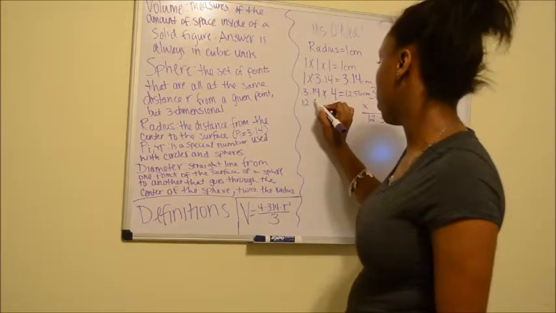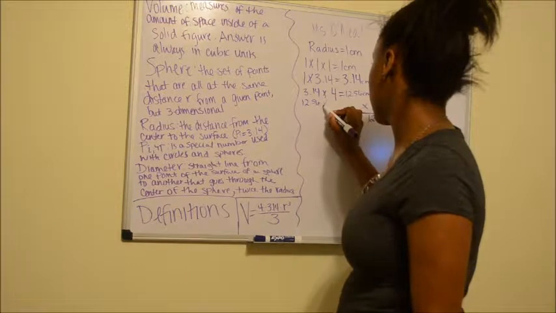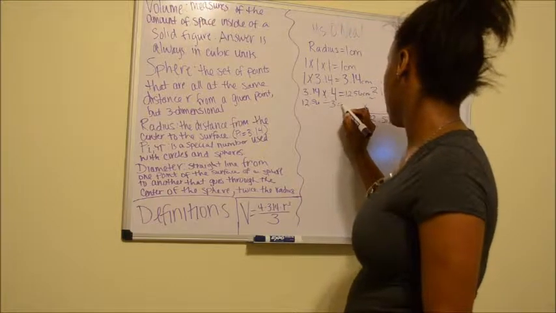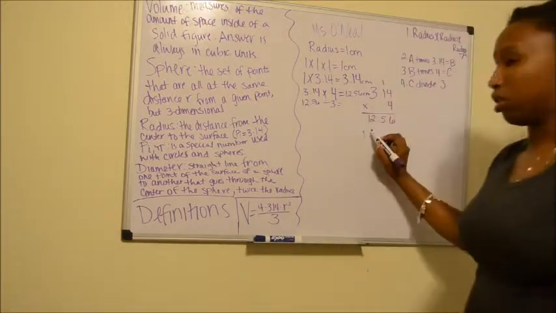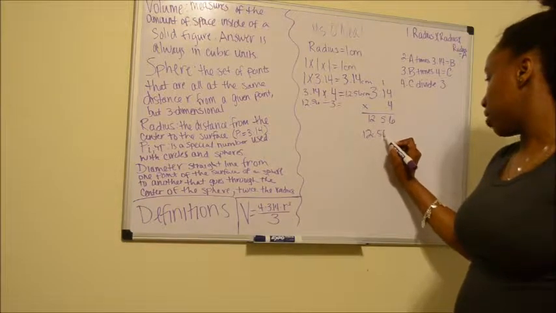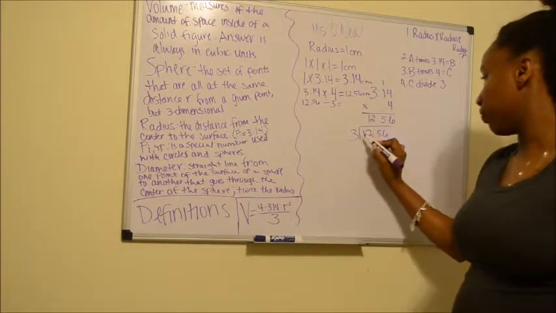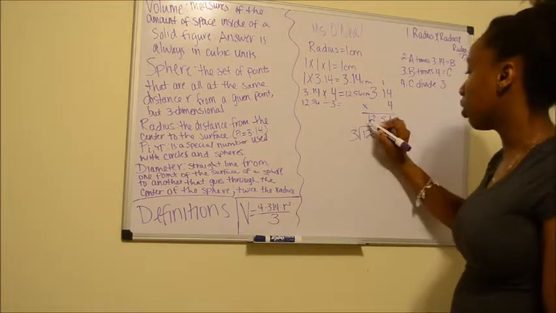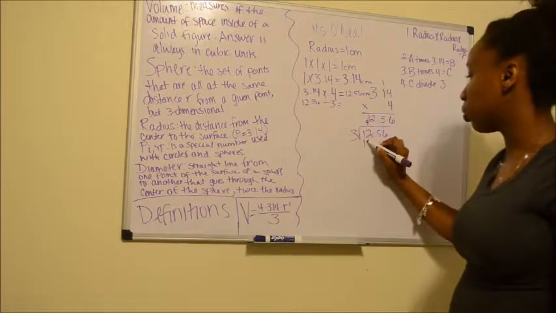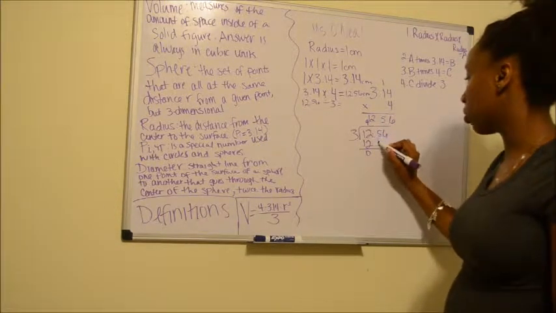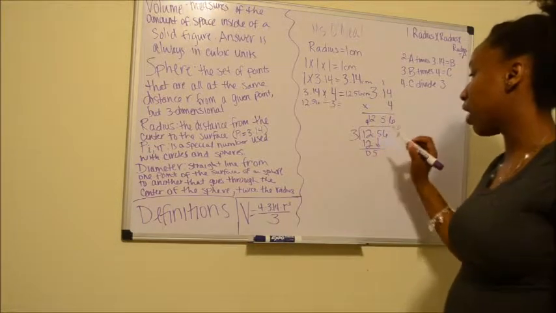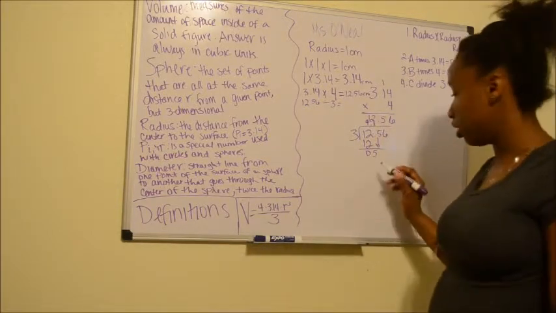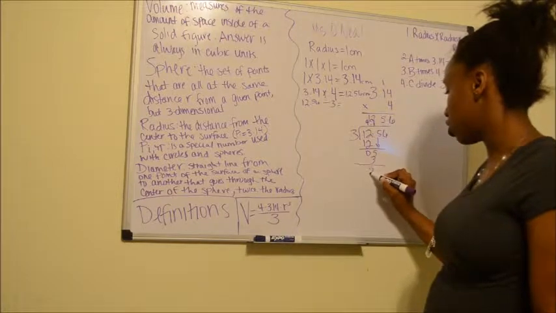Then you'll do 12.56 divided by 3. 3 can't go into 1, so we'll go into 12. 3 goes into 12 4 times. 3 times 4 is 12, which leaves 0. We're going to bring down the 5. 3 goes into 5 once, and we're going to just put our decimal right there. 3 times 1 is 3. 5 minus 3 is 2.